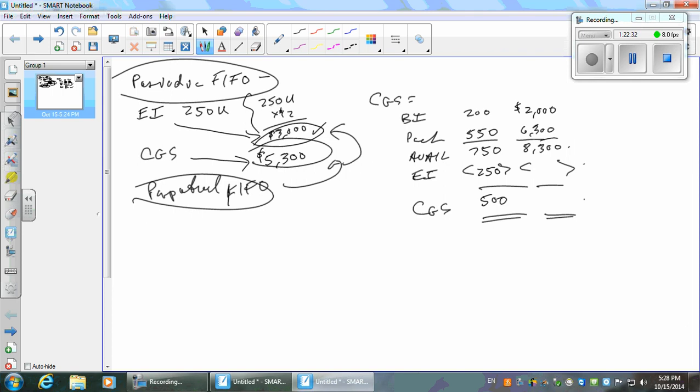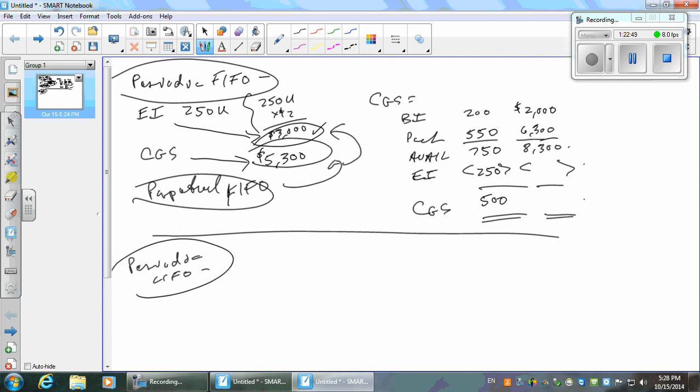Will that be true with LIFO? No, okay? So let's try periodic LIFO. By the way, if it does turn out to be the same, it just means you didn't deplete any LIFO layers. Relax and write your answers down. But it can do that, but it's not likely. Periodic LIFO, which ones do you keep? The 250 units you have in ending inventory, which ones are they?